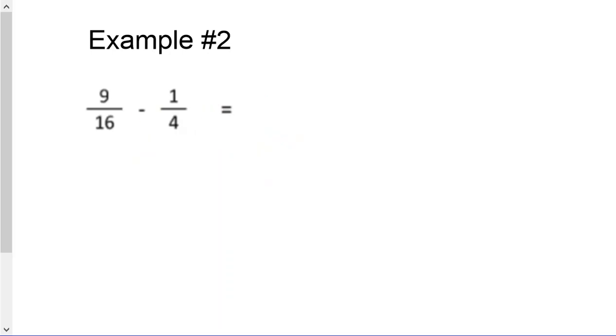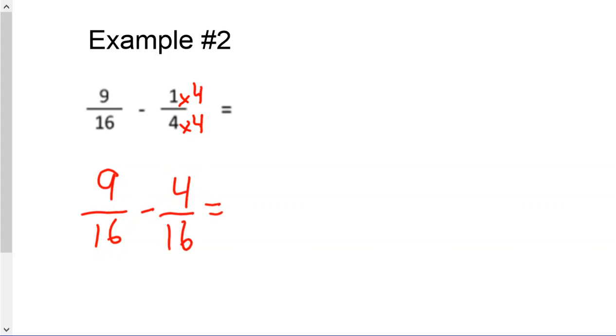Okay, example number 2, 9/16 minus 1/4. All right, we do not have common denominators, but I do know that 4 goes into 16 4 times. So I'm going to say we're going to have to multiply here by 4, multiply the numerator by 4, and now we have 9/16 minus 4/16. And now we can just subtract straight across, and 9 minus 4 is 5. Denominator stays the same. 9/16 minus 4/16 is 5/16.